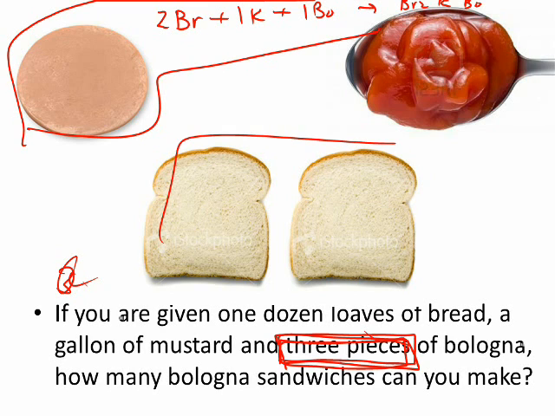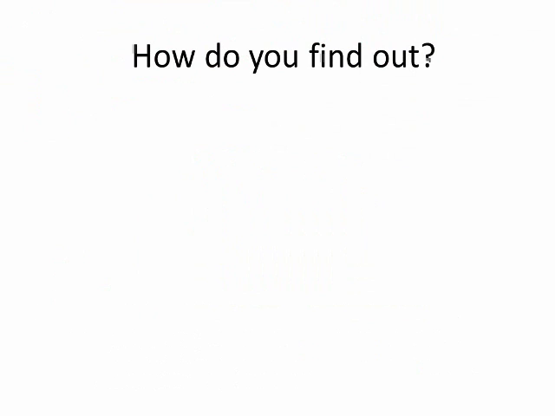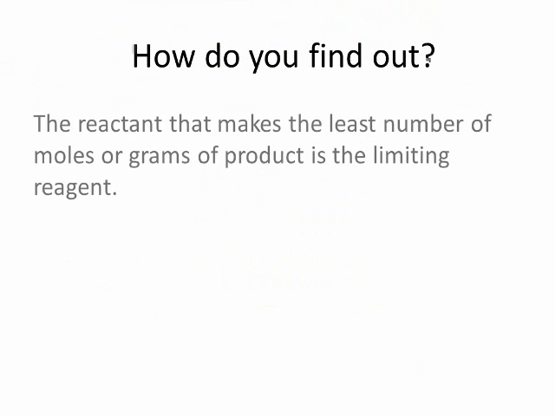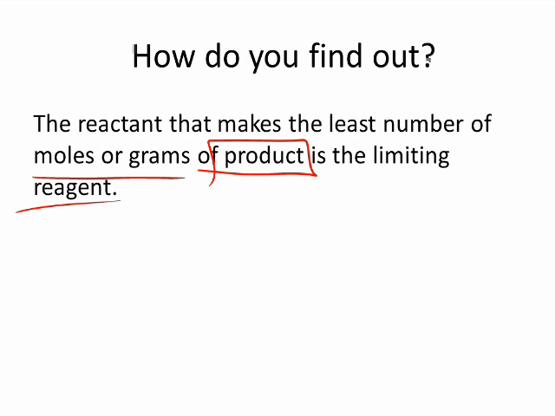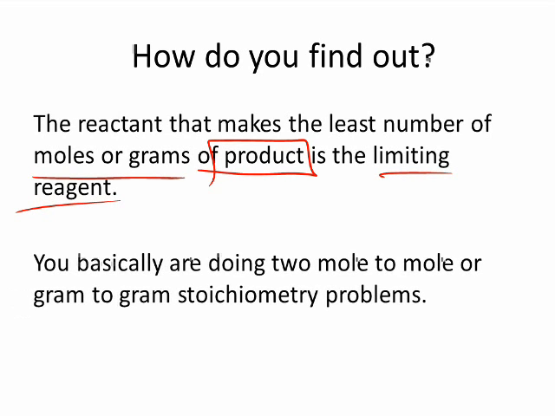So let's try it with actual chemicals. Now, how do you find out the limiting reagent? Well, it's the reactant that makes the least number of moles or grams of product. To find this out, you're going to do 2 mole-to-mole or gram-to-gram stoichiometry problems. Just like we did before, but we're going to do 2 within the same problem to figure out which will make the least amount of product. And we can figure that product in either moles or grams.